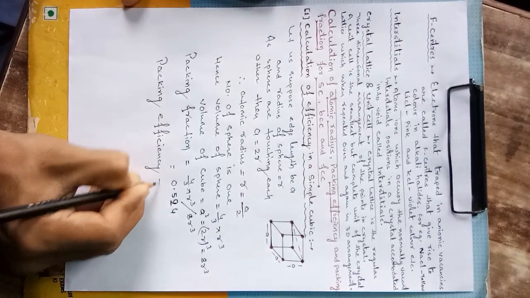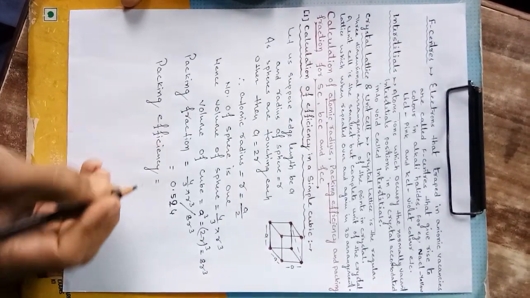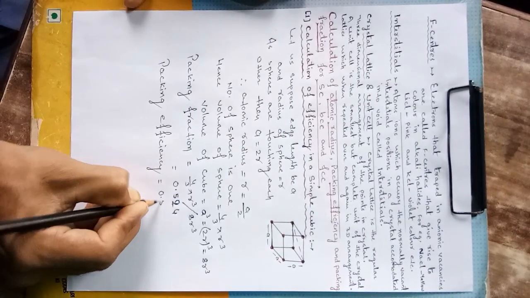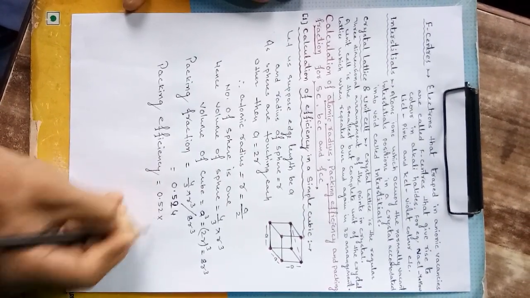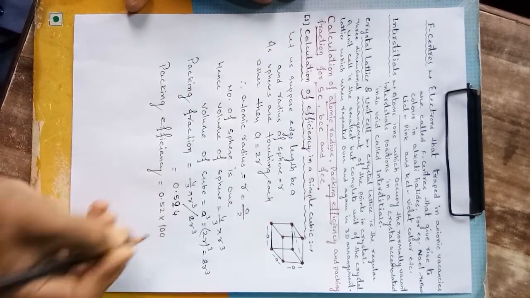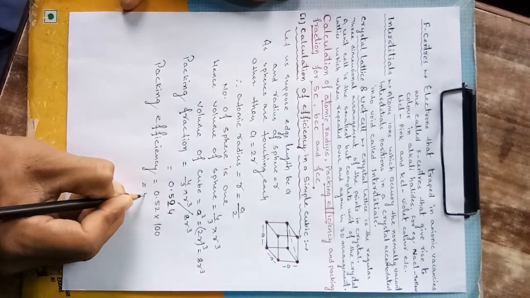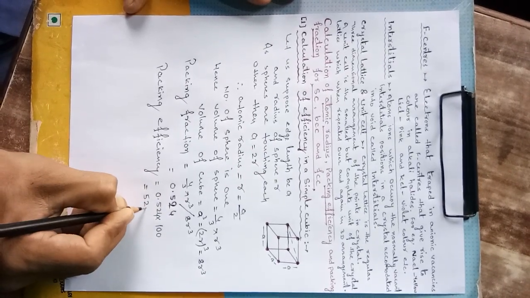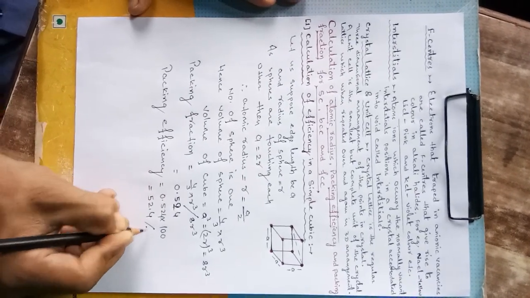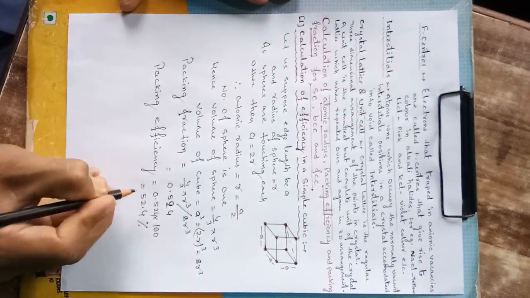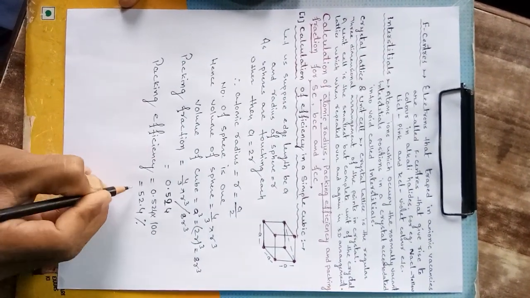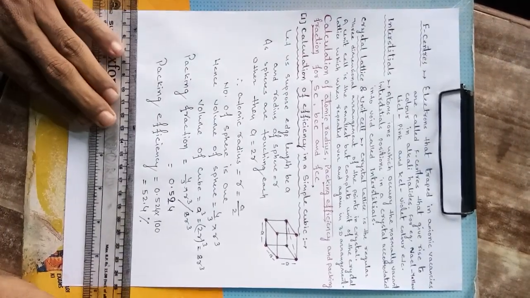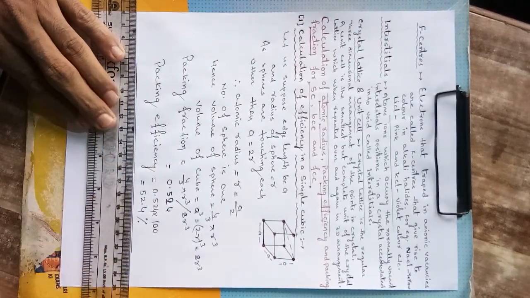If we have to find out packing efficiency, whenever we need to find out packing efficiency, we have to multiply by 100. It becomes approximately 52.4%. This becomes the packing efficiency of simple cubic.